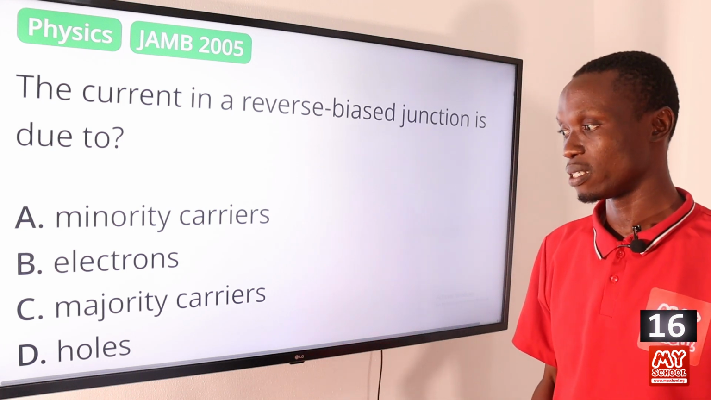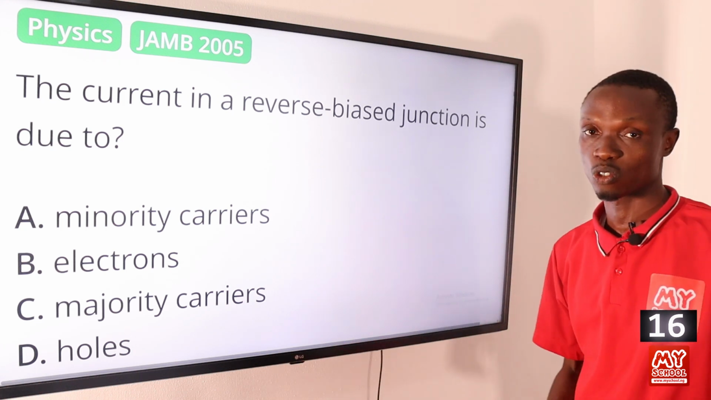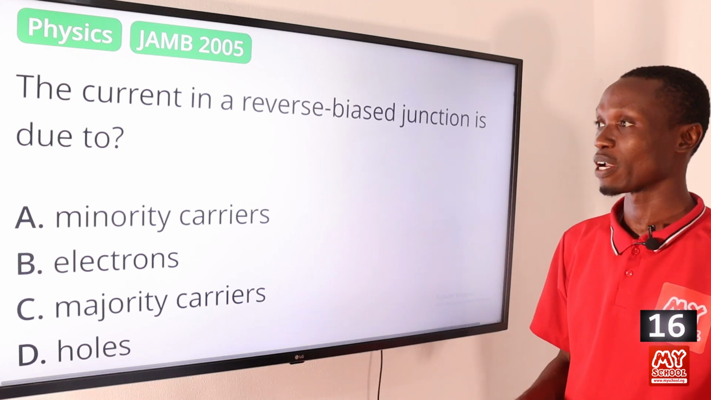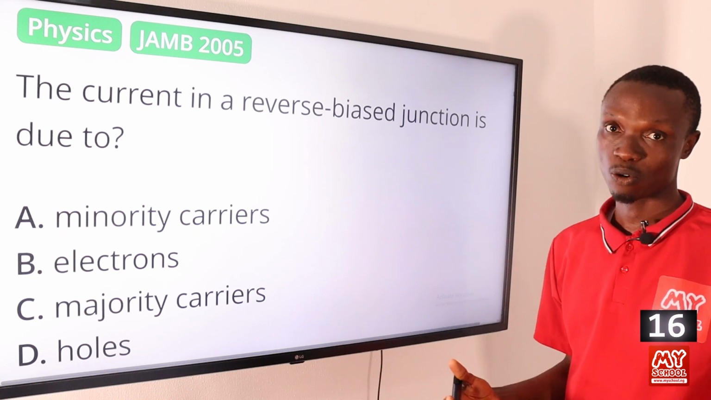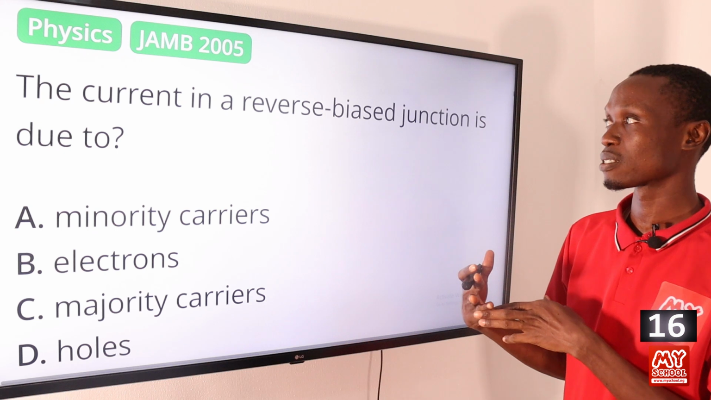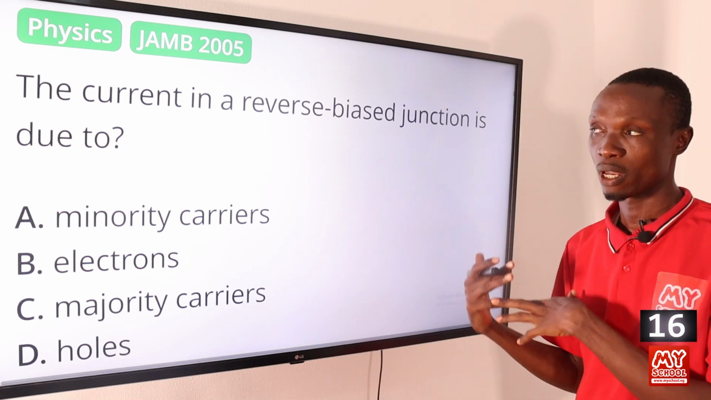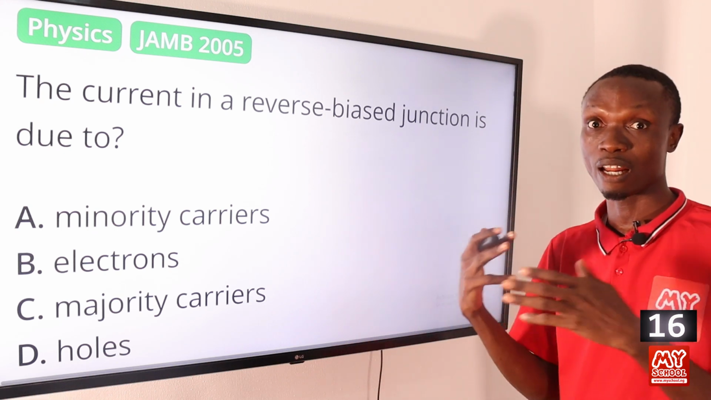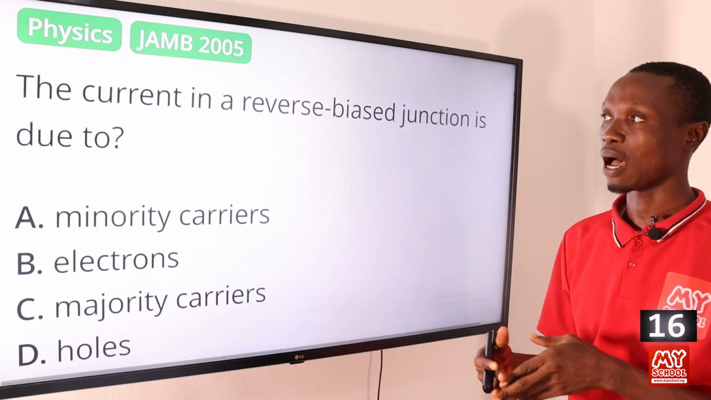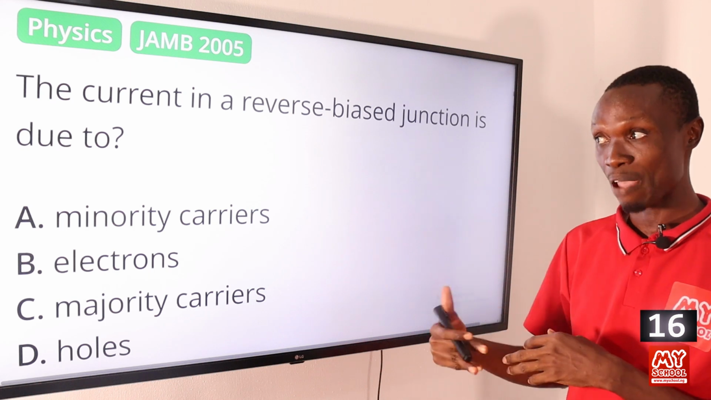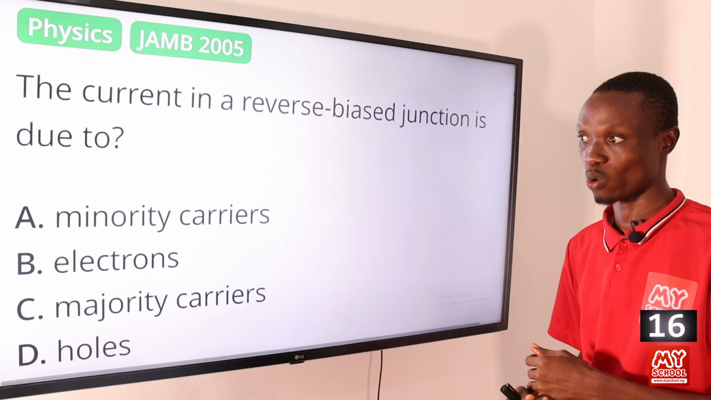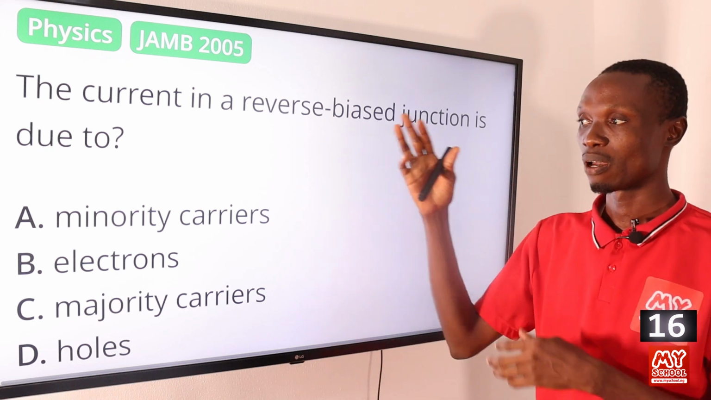Question 16. The current in a reverse bias junction is due to A, minority carriers, B, electrons, C, majority carriers, and D, holes. So the answer to this question is option A, minority carriers. So the current in a reverse bias junction is due to minority carriers. The minority carriers in a reverse bias junction are electrons in the p-type material and holes in the n-type material. So that makes option A the correct answer to this question, minority carriers.